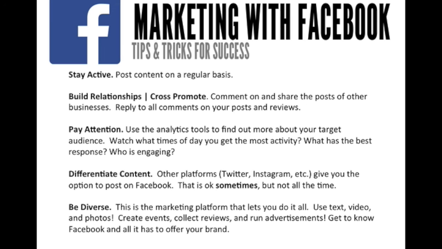Next, you want to make sure you're differentiating content. So it's really easy to take the things you're putting on other platforms like Twitter and Instagram and post them on your Facebook, because it gives you that option. If you go to put a picture on Facebook, there's this button that says share, and you have the option to share it on all these other platforms. You don't want to do that all the time, because why would they follow you on Facebook and Twitter and Instagram if it's all the exact same post? They're all made to focus on different types of content, and use that to your advantage and definitely differentiate. Give people different things in different places.